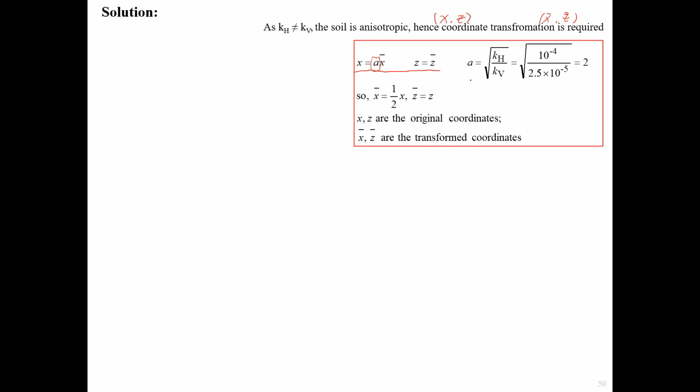We know alpha is the square root of KH divided by KV, and the KH and KV values are already given in the question. So for this case, alpha equals 2. So x equals 2 times x bar. So x bar is half x, and z bar is z. Again, x, z are the original coordinates, and x bar, z bar are the transformed coordinates. So we need to make a plot on this transformed, equivalent coordinate.